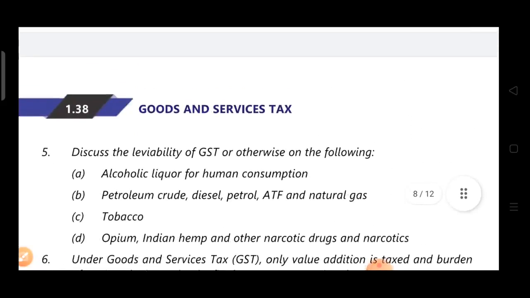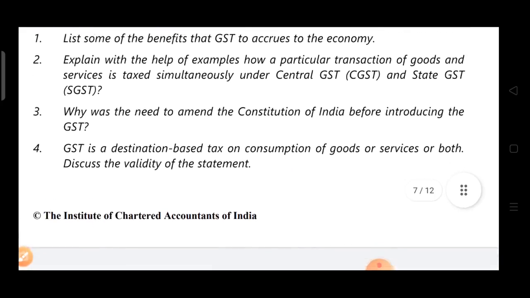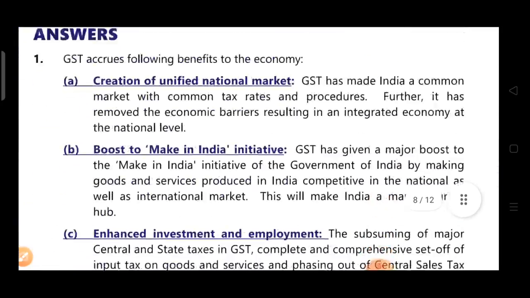Second question is, explain with the help of an example how a particular transaction of goods and services is taxed simultaneously under CGST and SGST. So you have to explain this with the help of an example, with the help of an illustration.